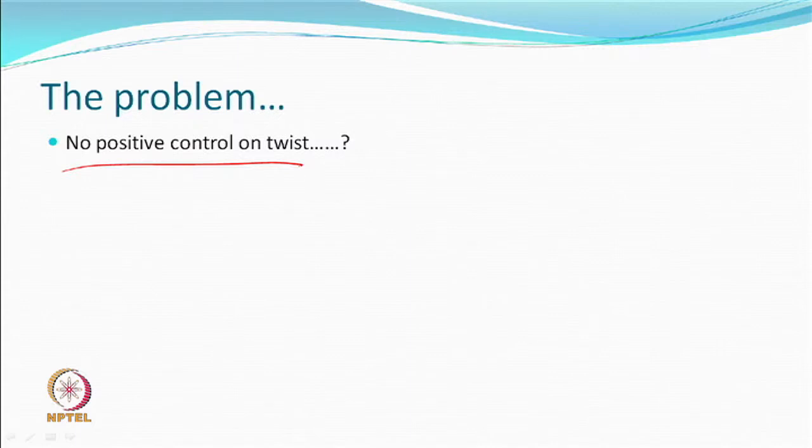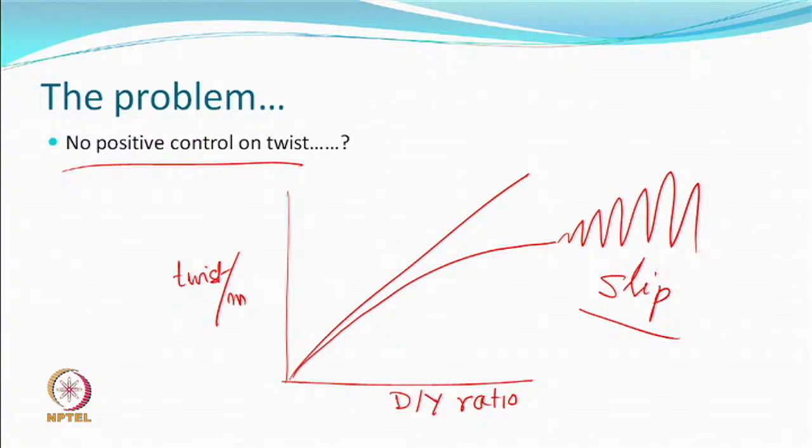And what does it mean? It also means if there was a positive control, then if you increase the D by Y ratio, the twist inserted should follow a linear curve. But in real sense, what you see is the actual measured twist is lower, and as you keep on increasing the D by Y ratio, this difference from the theoretically expected to the actual keeps on increasing. The difference keeps on increasing.